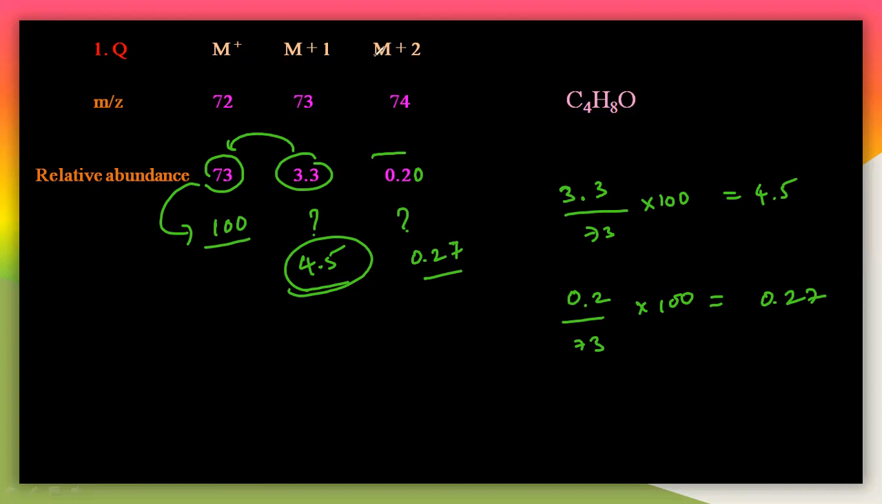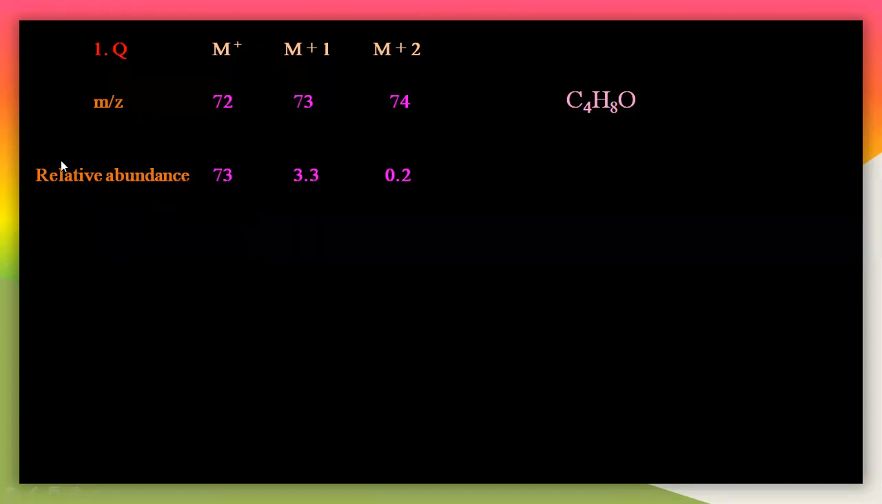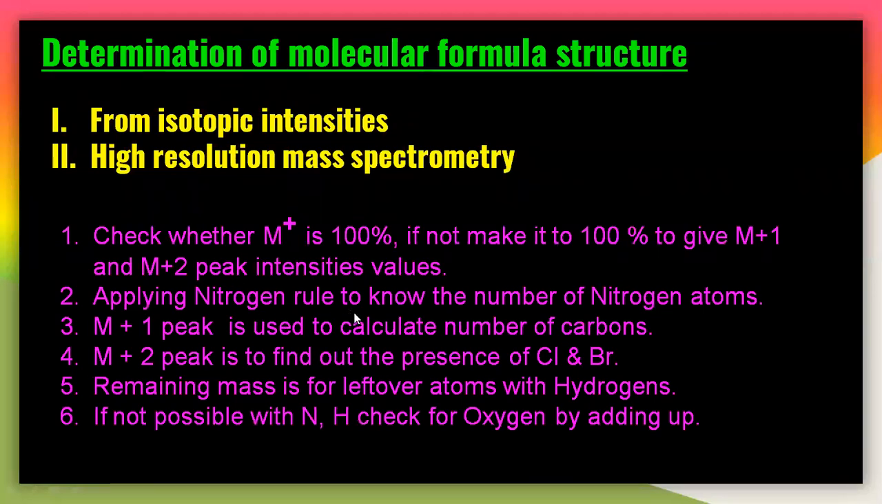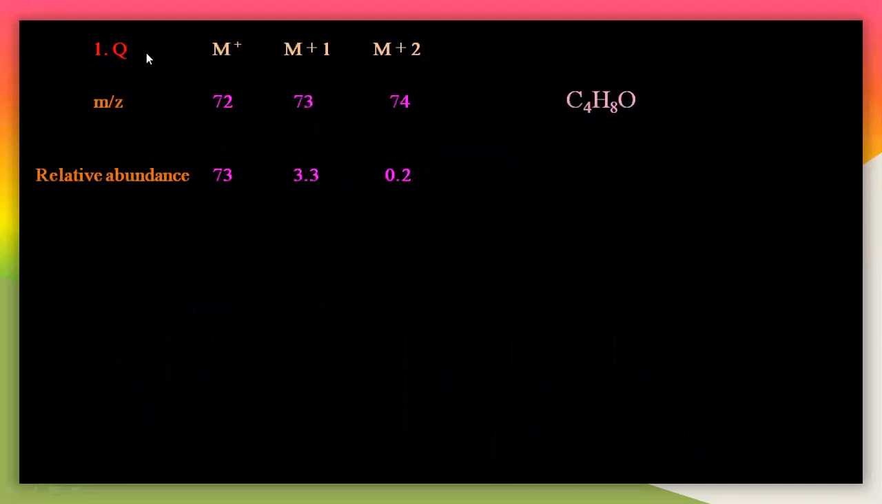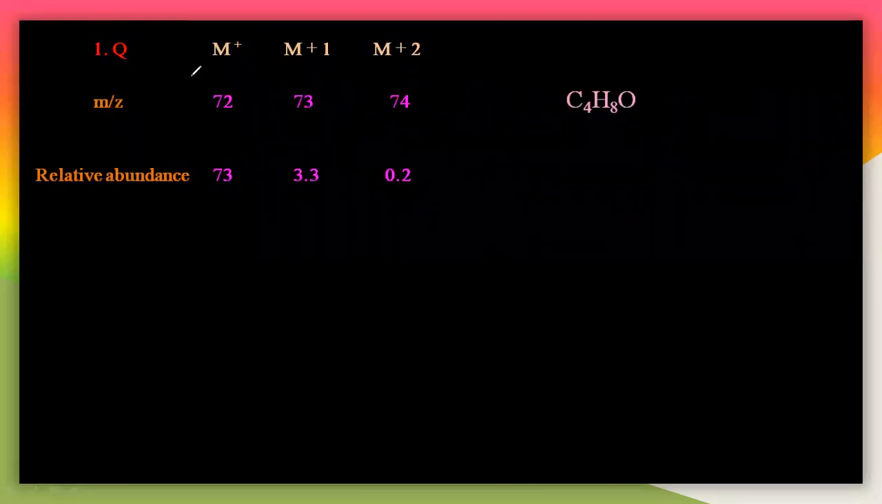You have to find that out. And see the next rule here. What is the next rule here? Applying the nitrogen rule to know the number of nitrogen atoms. So we have to apply the nitrogen rule here.